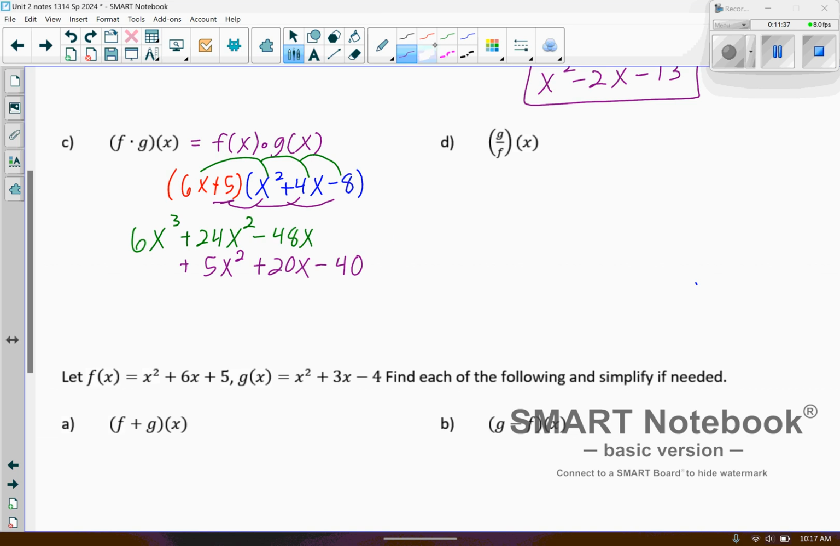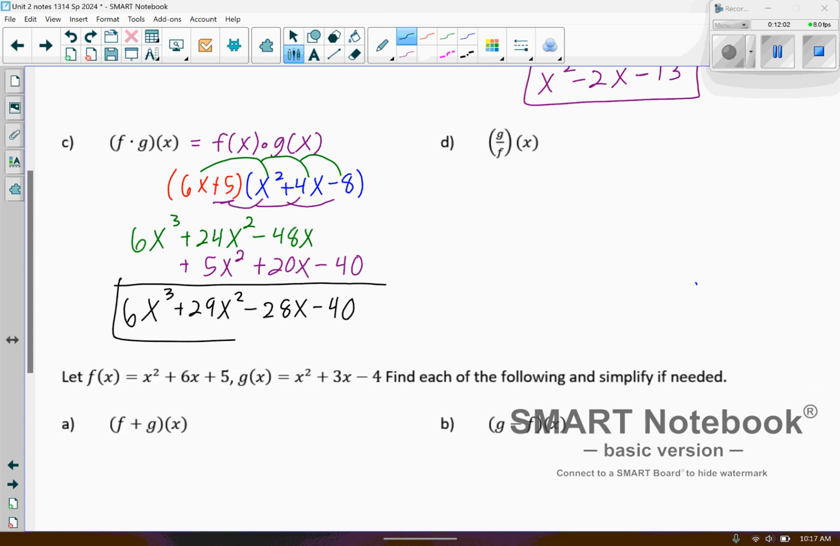So everything looks good. The last thing we need to do is just combine those like terms. And so now instead of being written all the way out into my next problem, I stack it, and it's nice and neat, and it's a little bit easier to combine your like terms. So let's see, 6x cubed plus 29x squared, and then that's going to be minus 28x, and then we do have that minus 40 right there. And so that's what this whole thing simplifies into.